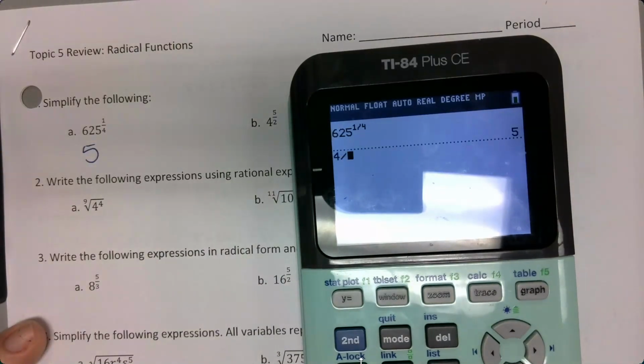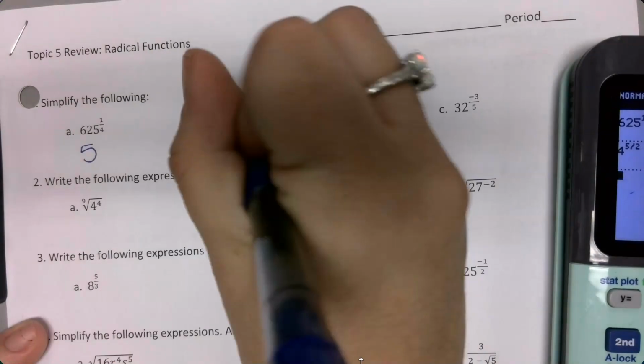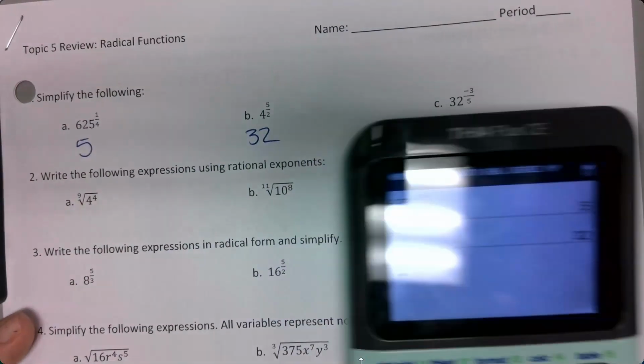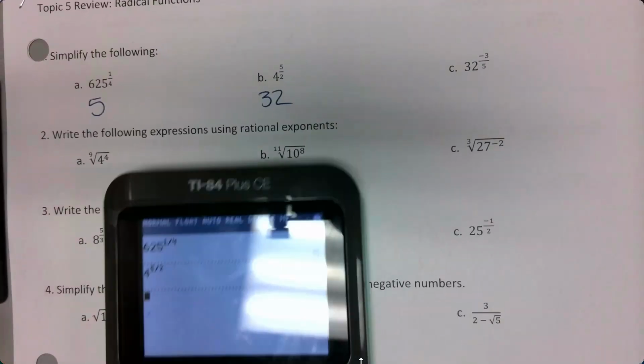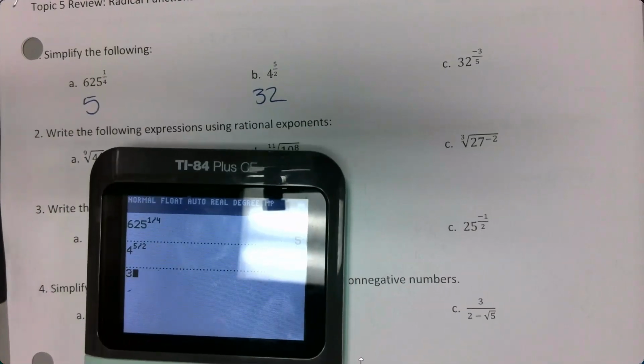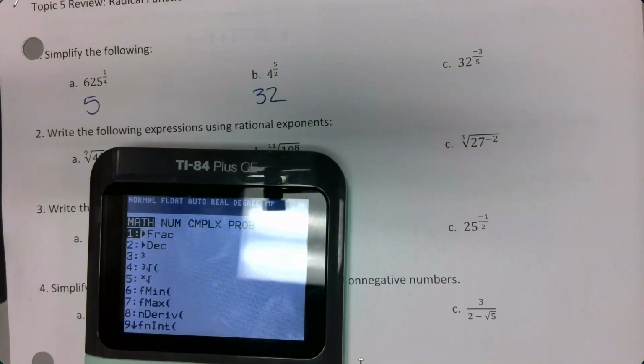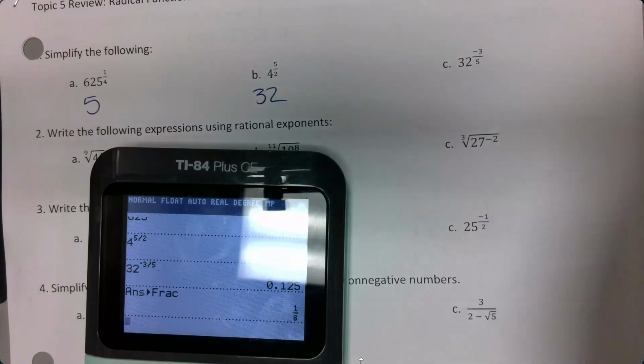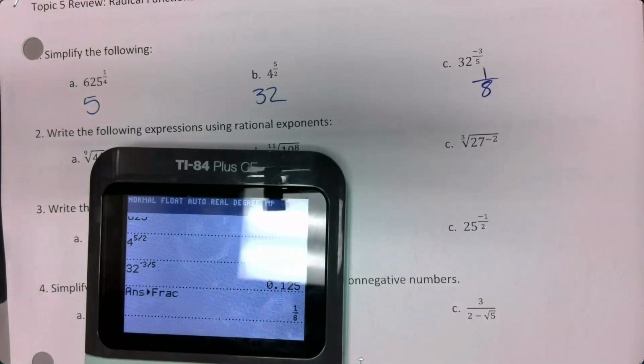My next one is 4 to the 5 halves. That one gets me 32. And my last one is 32 to the negative 3/5. This one gives me a decimal. I'm going to turn it back into a fraction just in case my calculator has fraction choices. So I press math, enter, which gives me 1/8 as my answer.